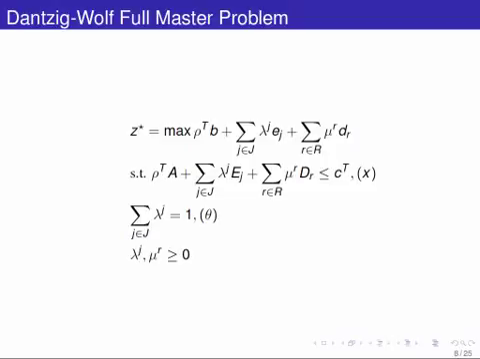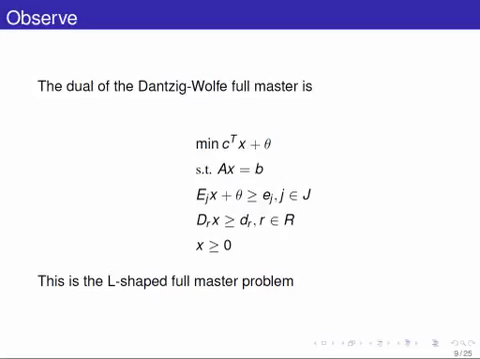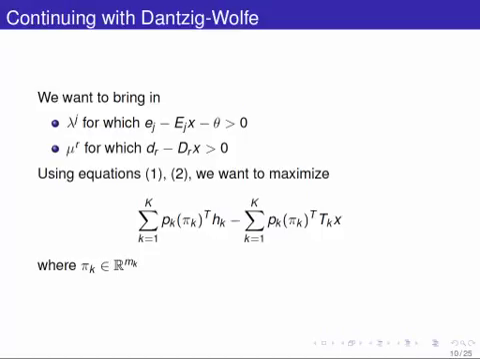Does this look like a familiar problem? This is exactly the L-shaped. In fact, it's the L-shaped we would have gotten if we were not at all economical. If we had all the optimality cuts and all the feasibility cuts that we could get, we would get a problem like this. Okay. So we're already starting to see that these two approaches are very closely linked.